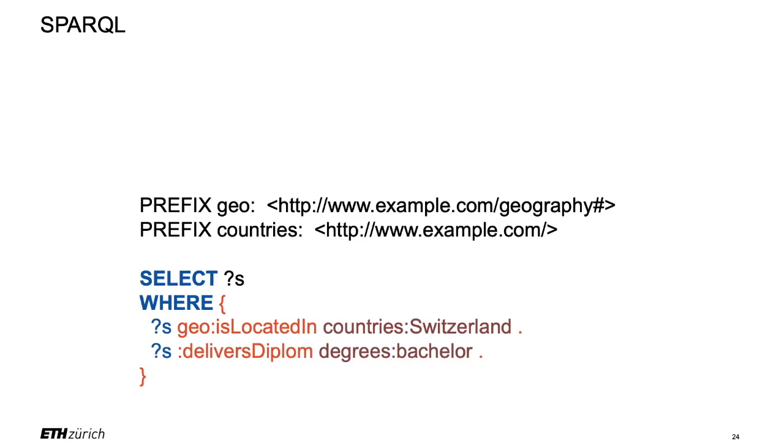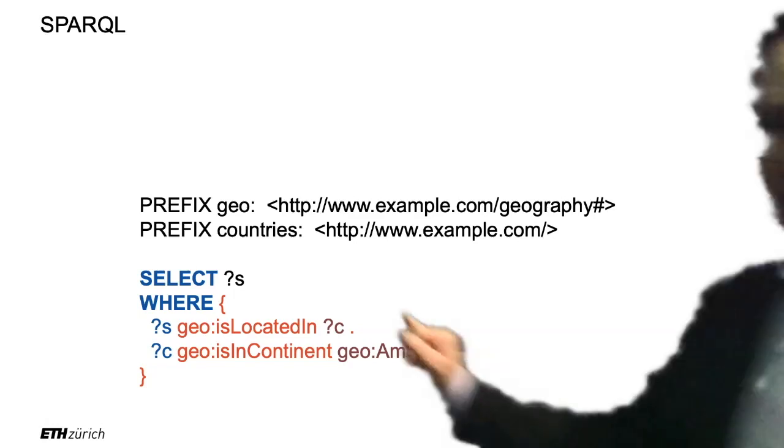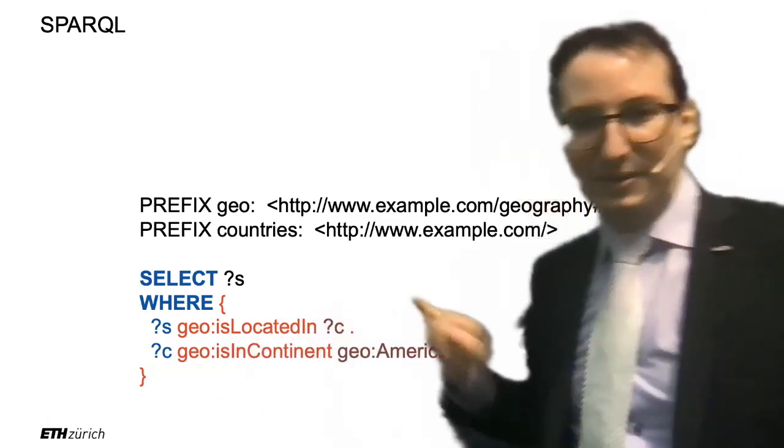multiple constraints in the where clause. So we could look for something that is both located in Switzerland and delivers a bachelor's diploma. We can also look for something that is located in whatever, and that whatever is in the continent of America, right? That's another example. So you see, you can have multiple variables here that you reuse, right?